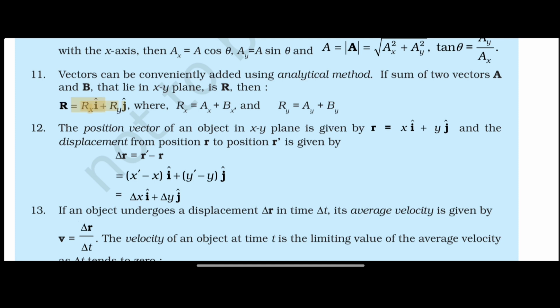R equals Rx i plus Ry j, where Rx equals Ax plus Bx and Ry equals Ay plus By. 12. The position vector of an object in the xy plane is given by r equals x i plus y j, and the displacement from position r to position r' is given by delta r equals r' minus r.